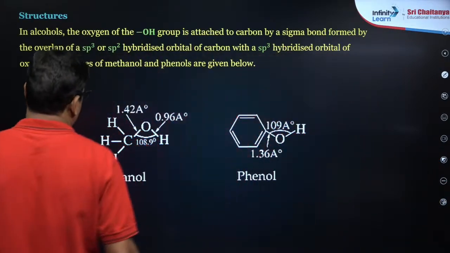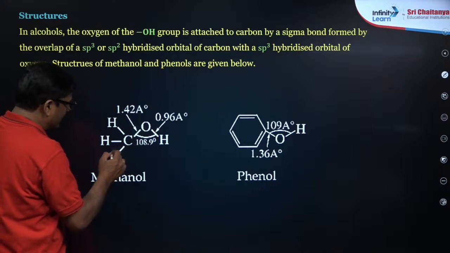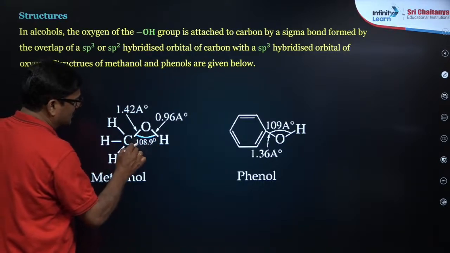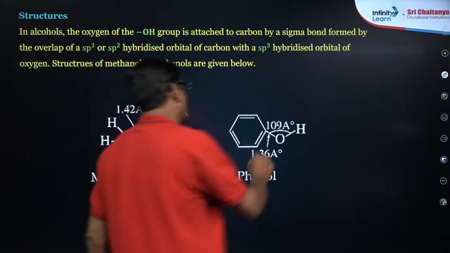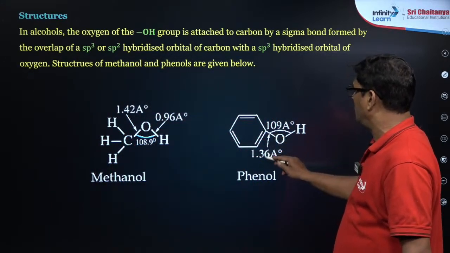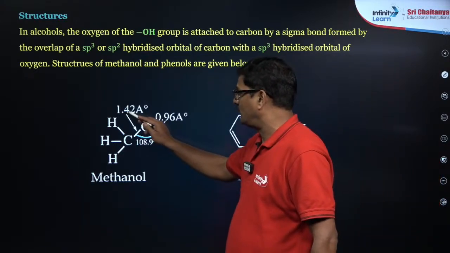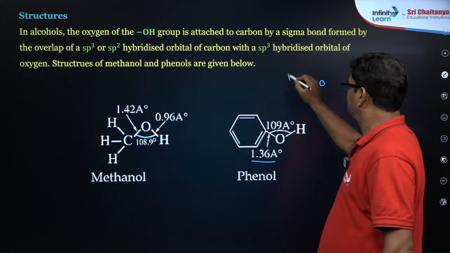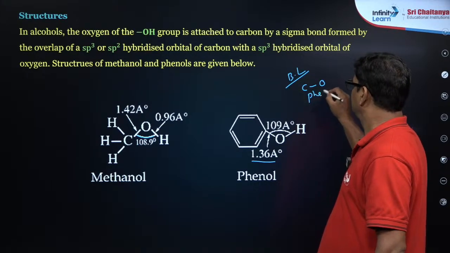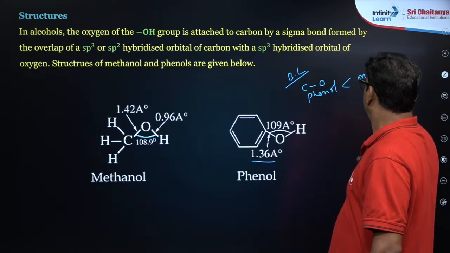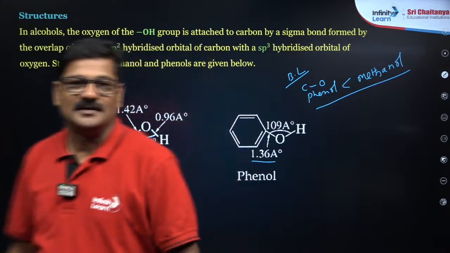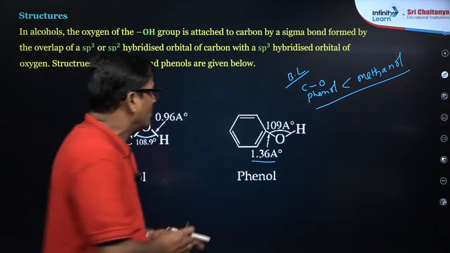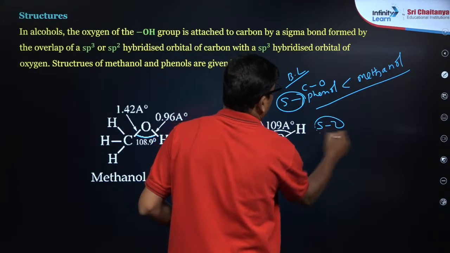So the structures that I want to explain here: this is methyl alcohol, hydrogen, carbon, oxygen, hydrogen. The bond angle in methyl alcohol is 108.9, but in phenol it is 109. You can see the carbon to oxygen bond length is 1.36 in phenol and 1.42 in methanol. Why is it 1.42? The carbon to oxygen bond length in phenol is less than in methanol. That is important. This is given in the NCERT, you can see. So I just want to know what is the reason. You can get statement 1 and statement 2 type questions.